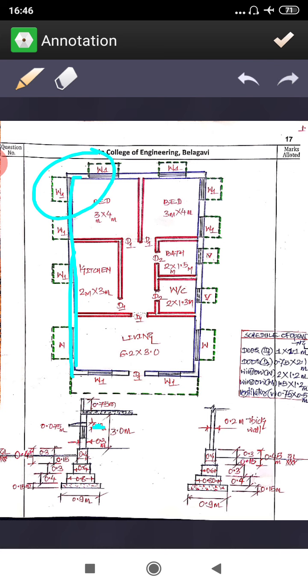Then short wall means you have to take center to center of any wall, then deduct half of the particular thickness from this side and half from this side, so it becomes in to in. That becomes short. Long means outward, short means in to in.